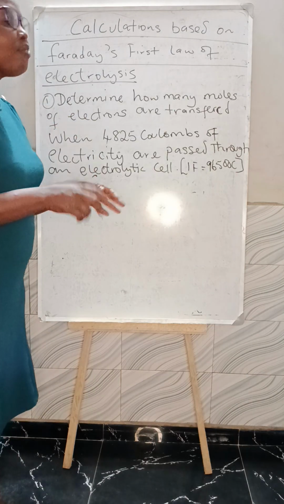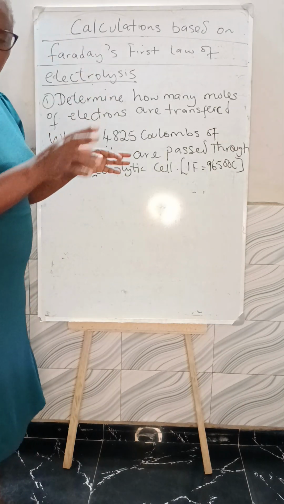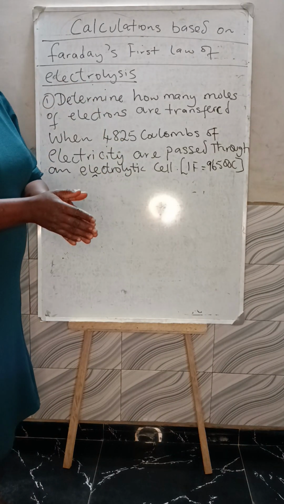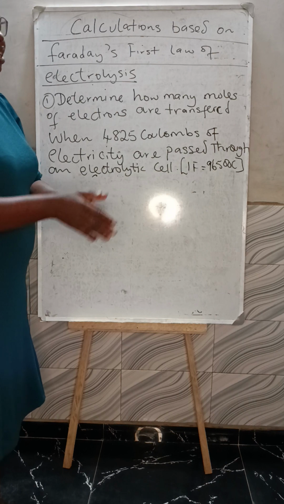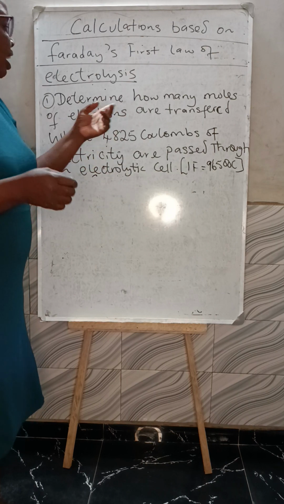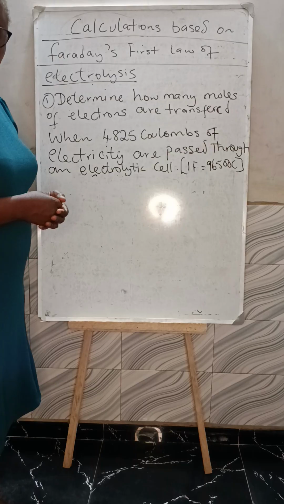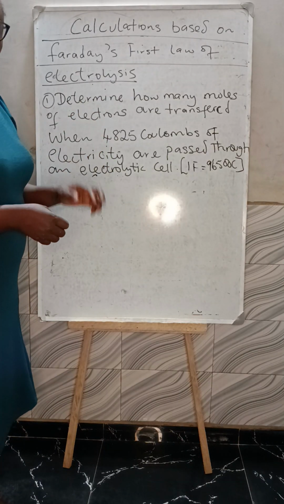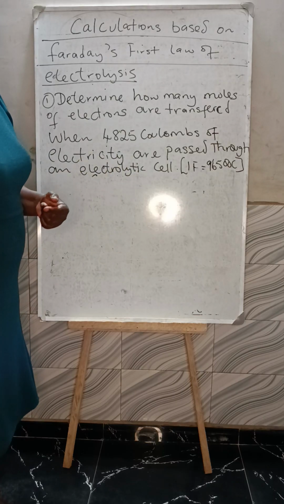Under the electrode, we have the anode and the cathode. The anode and the cathode make up the electrode. Now, the anode is the positive electrode through which the current enters the electrolytes.